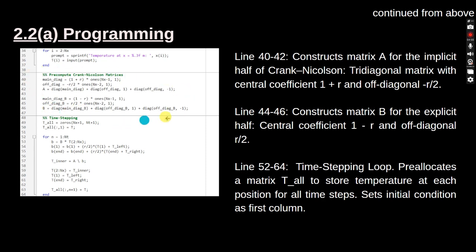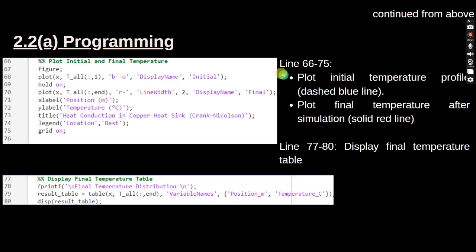All of these are matrices A and B to calculate the implicit half and explicit half of the Crank-Nicolson. From line 52 until 64, it is the time stepping loop. It preallocates a matrix T_all here to store the temperature at each position for all the time steps. It sets the initial condition as the first column.